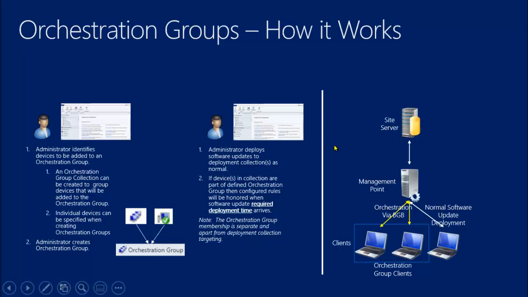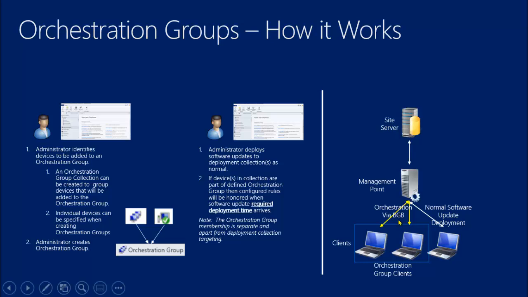Now, how does it work? Effectively, you have a site server, you have a management point, and these are your clients. In my example here, I have 3 clients, 2 of which are part of an orchestration group, and one of them is not. So when the installation deadline is reached, this client will just go ahead and install the software update like normal, nothing extra added. But in this case, when the installation deadline is reached, the client will have to get permission effectively from the site server to say, can I go ahead and deploy? And the answer is either yes or no.